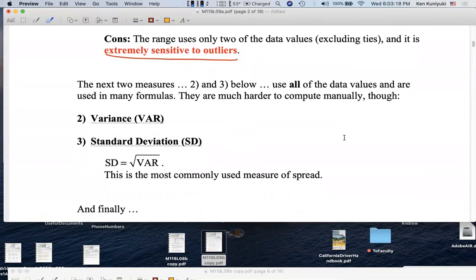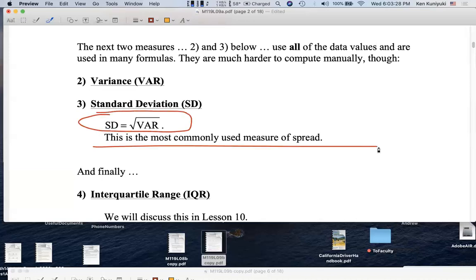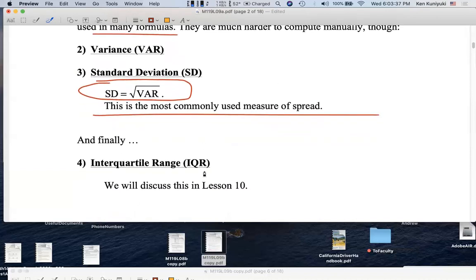Okay, so what are some other measures of spread? The variance, which we'll abbreviate VAR. The standard deviation, which is always the square root of the variance. And this is the most commonly used measure of spread. We find it most often in formulas, but it takes a while to compute by hand. And also the interquartile range, the IQR, which we'll discuss in a later lesson. Next up, we're going to talk about notations for variance and standard deviation, and it depends if you're dealing with a population data set or a sample data set. Next time.